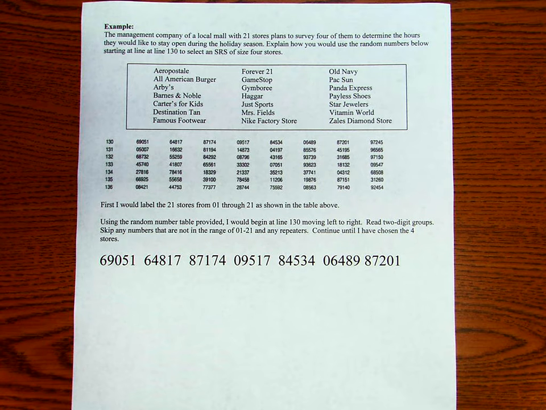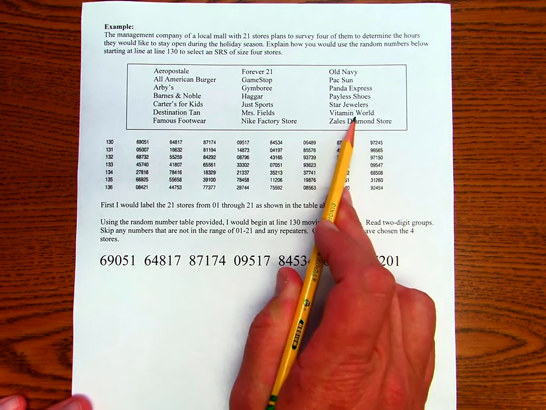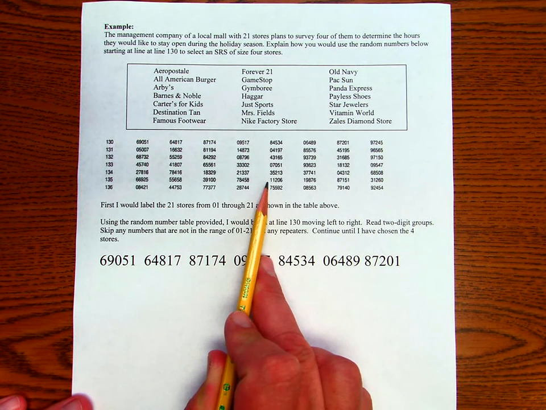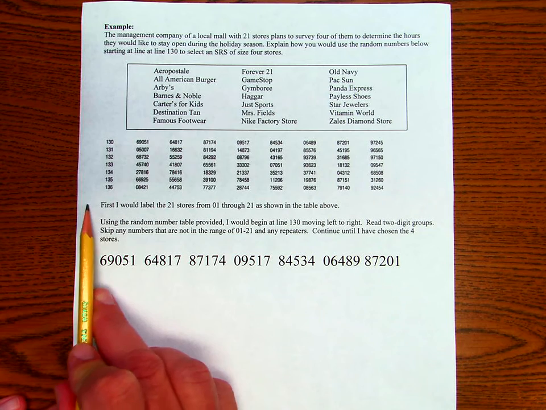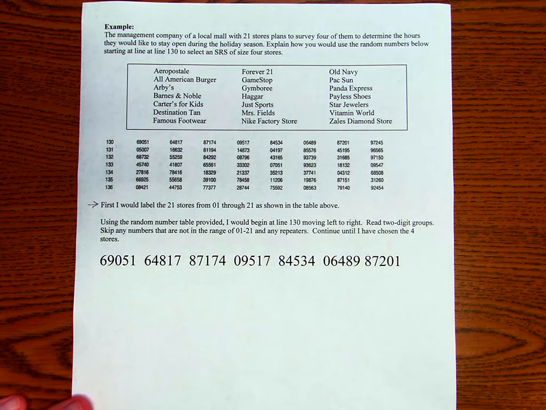Explain how you would use the random numbers below, starting at line 130, to select a simple random sample of 4 stores. All right, so they're giving us a list of the stores. They're giving us the random number table, or part of a random number table we're supposed to be using. Here's where we actually begin writing the answer.